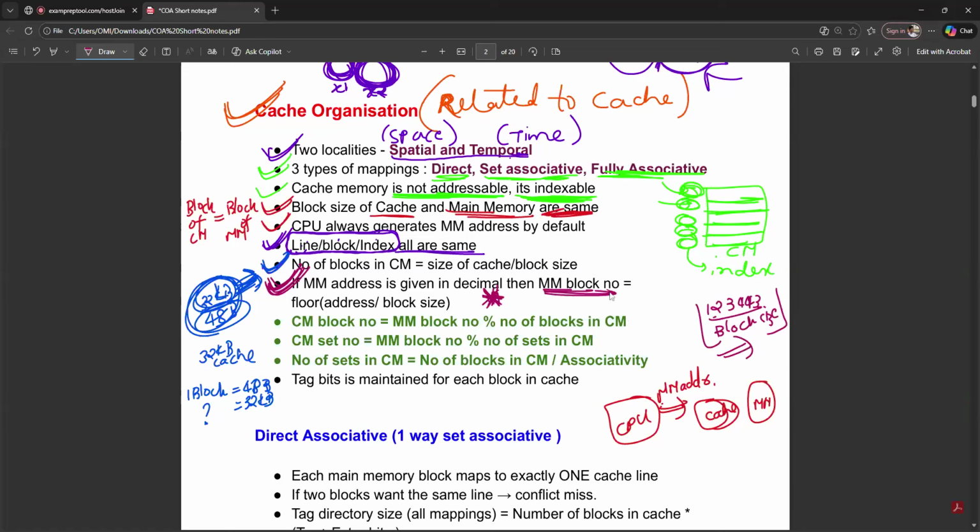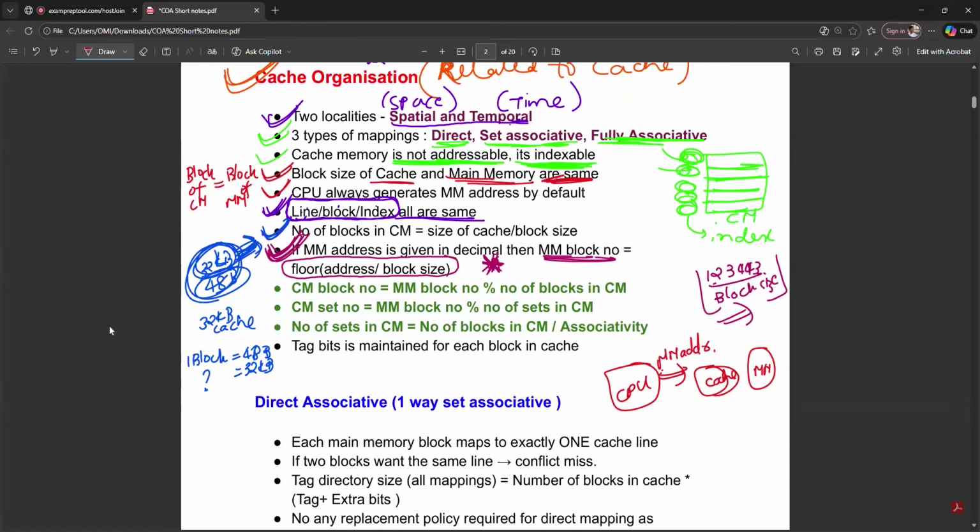Main memory block number is equal to floor of address divided by block size. Address divided by block size. Now moving to the next point. Cache memory block number is equal to main memory block number modulo number of blocks in the cache memory.